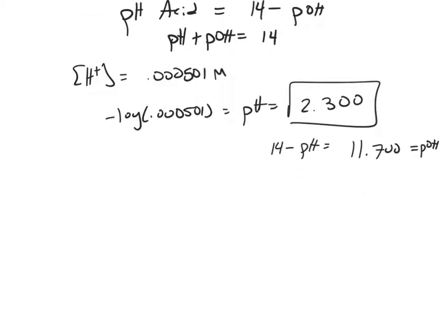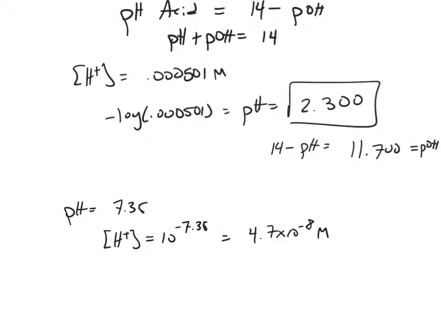On the other hand, if I tell you the pH of a solution is 7.35 and I ask you what's the H plus concentration, you just take 10 to the negative 7.35 power and you'll get 4.7 times 10 to the negative 8th molar. Now let's have a conversation about significant figures.